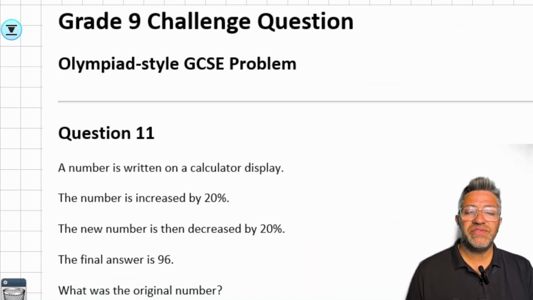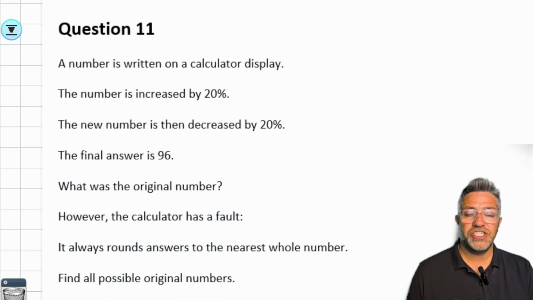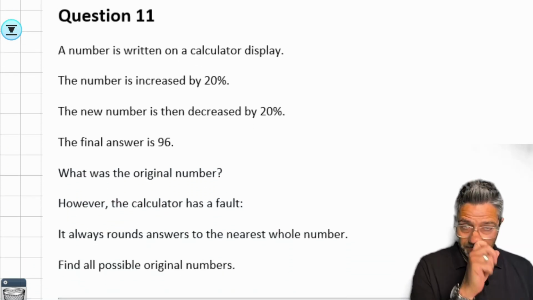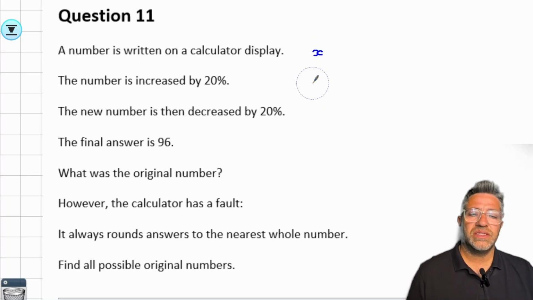So then let's finish this video now with a challenge question, an Olympiad-style GCSE question. A number is written on a calculator display. The number is increased by 20%. Okay, so let's say our starting number once again is x. Again, I'm being consistent. I'm using x for my algebra. I'm trying to increase that clarity, and with clarity, we're building confidence.